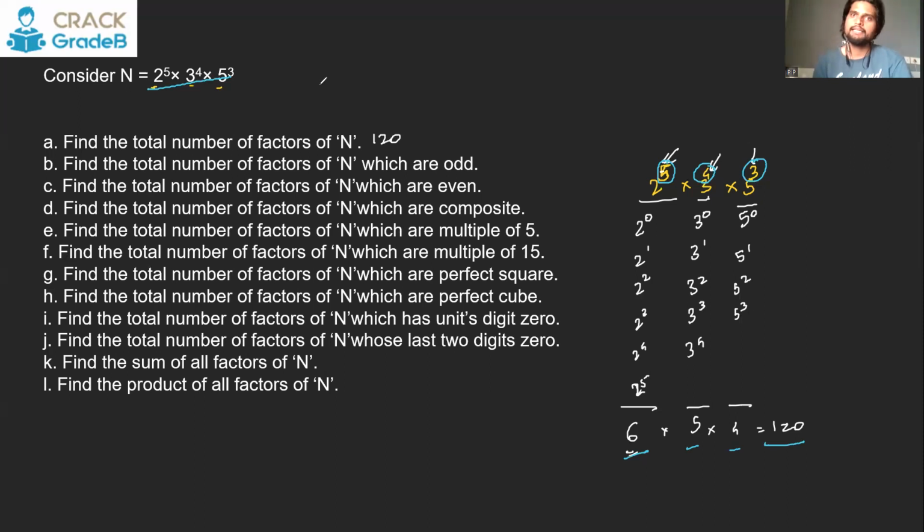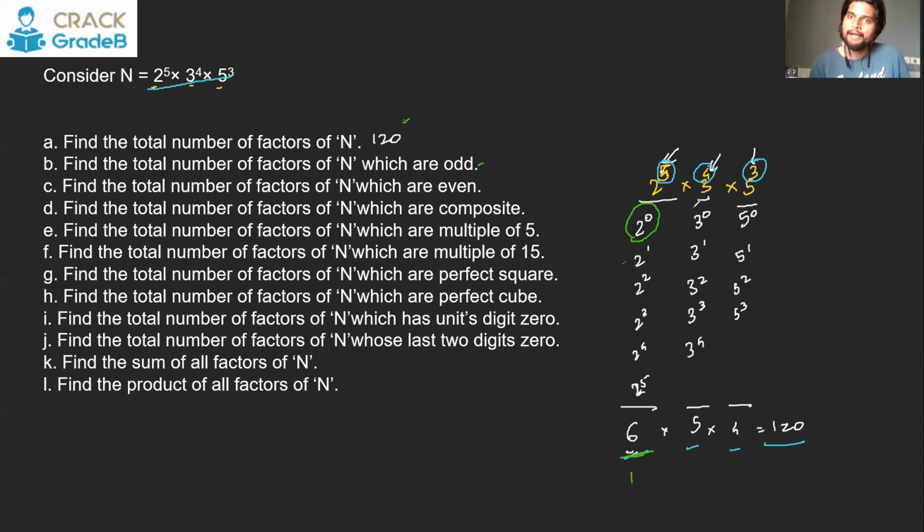Now, they are asking, out of these 120 factors, how many factors are odd? So as we already discussed, we have a total of 6 choices to pick from the powers of 2. But if you want a factor to be odd, you cannot pick these 1, 2, 3, 4, 5 powers, because for a product to be odd, you cannot have any 2 in it. So you cannot have any 2. That means the only power of 2 you can pick is this. So we have only one choice to pick from.